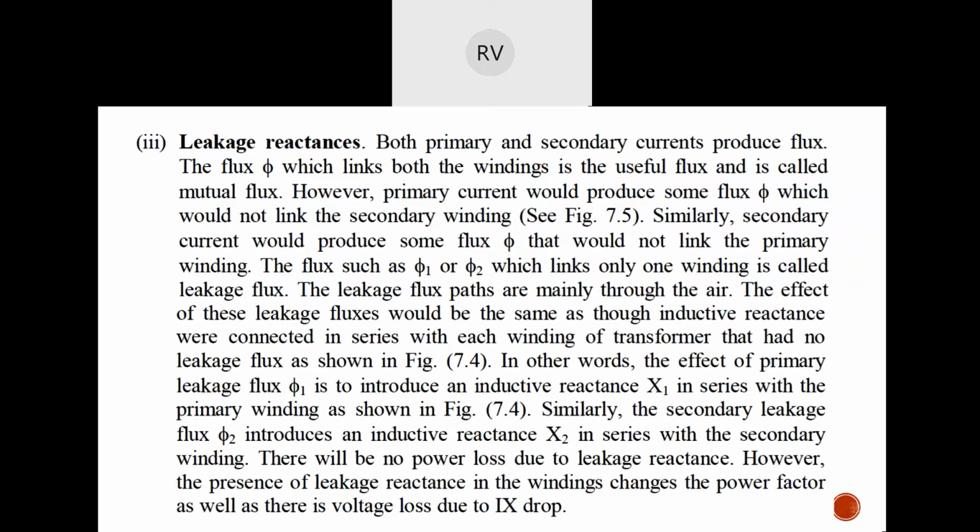In other words, the effect of the primary leakage flux is to introduce an inductive reactance X1 in series with the primary winding as shown in the figure. Similarly, the secondary leakage flux phi2 introduces an inductive reactance X2 in series with the secondary winding.